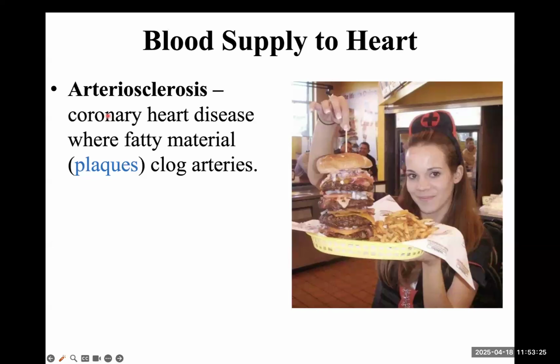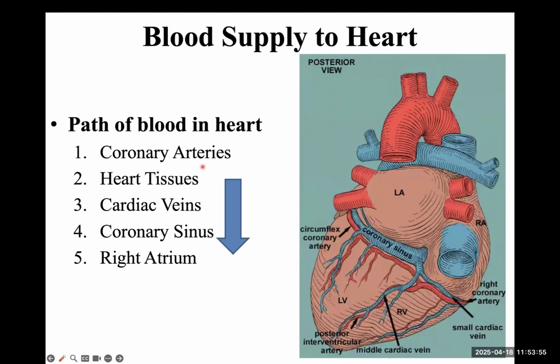So with genetics, one of the things that can happen is something called arteriosclerosis. And also, if you have a poor diet and eat lots of saturated fats, like being shown here, this can cause coronary heart disease, where fatty materials called plaques can clog up the arteries. Which arteries? These guys, the coronary arteries. And once these are clogged up, the heart is not getting the blood supply.